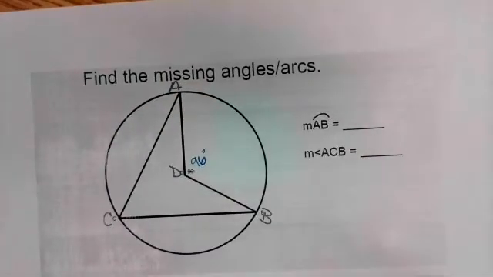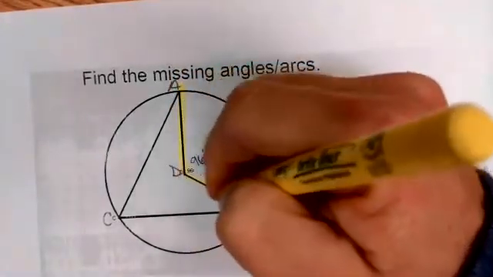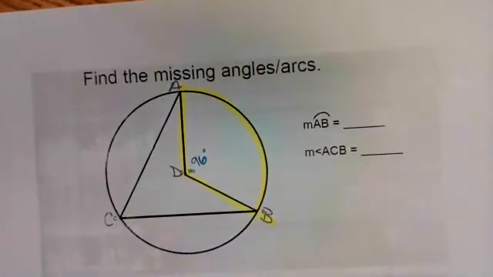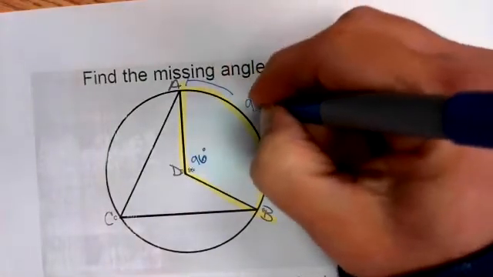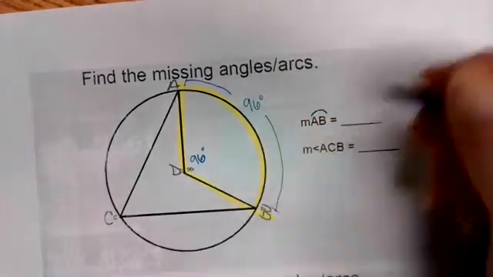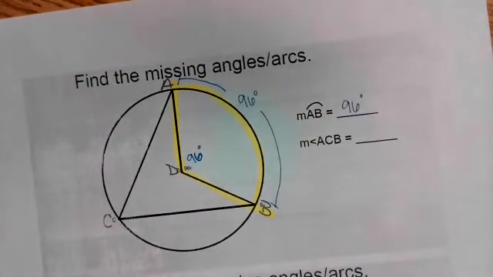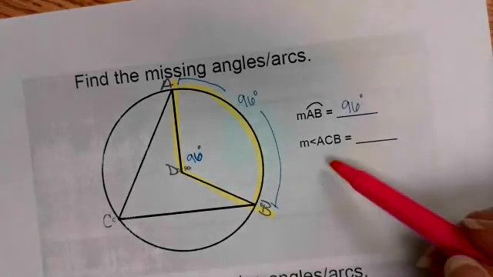So my angle that is 96 degrees, I'm going to highlight it. Then I'm going to highlight the arc that it forms. So since angle ADB is a central angle, the measure of arc AB is 96 degrees. Okay. And then I'm going to look for the measure of angle ACB.